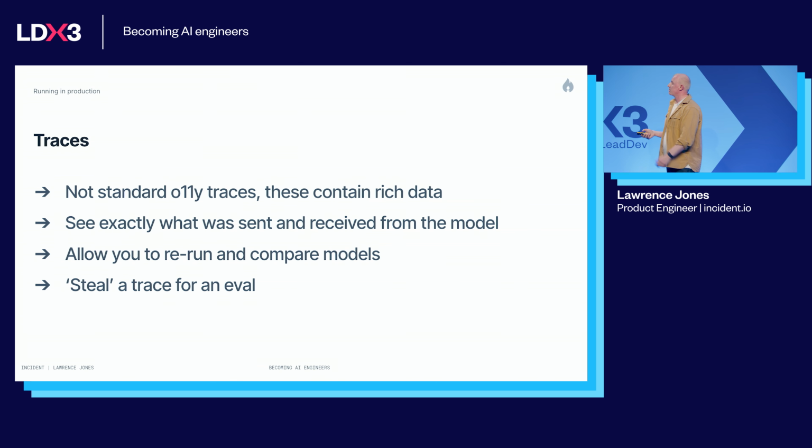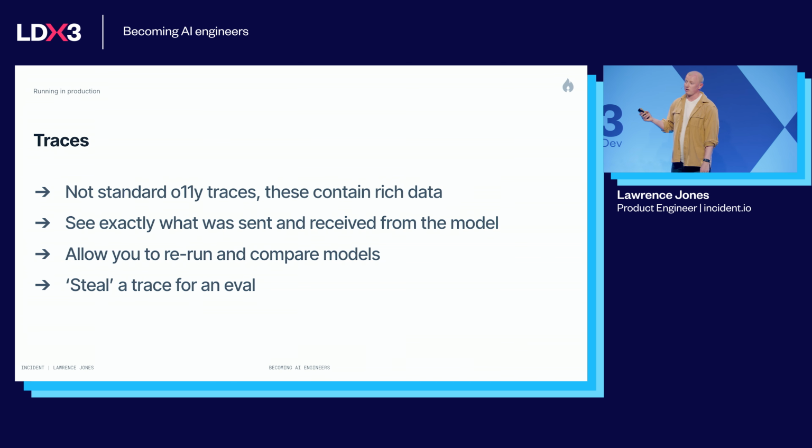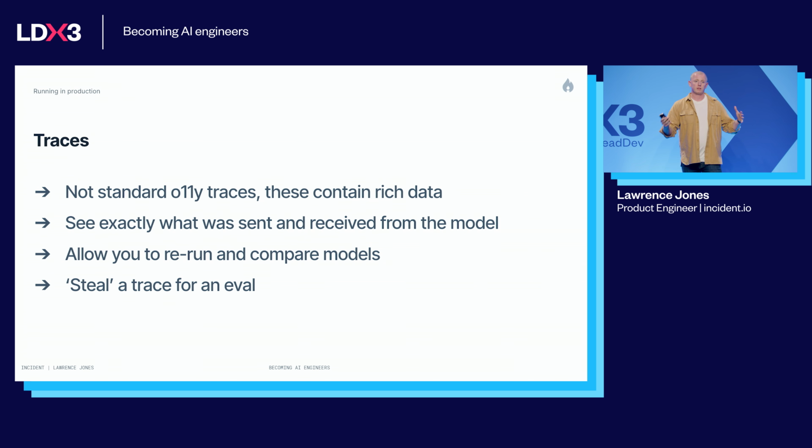Now, AI traces are a bit different from your standard observability traces. They have richer context. They have all the data that you sent in. They have everything that you got back. They also have model parameters, such as temperature and which model you actually used. That's really important. You want to expose this in a UI.